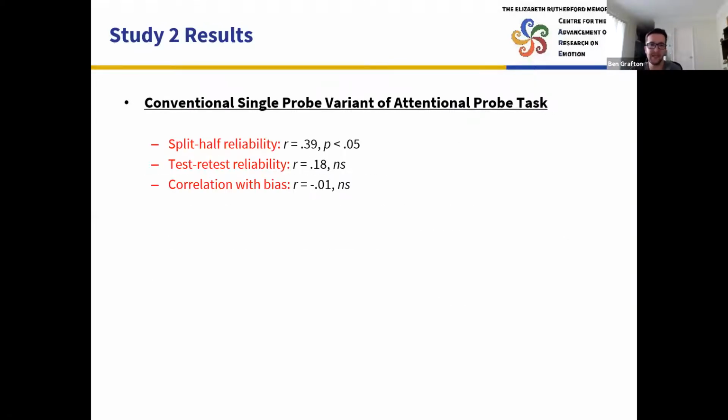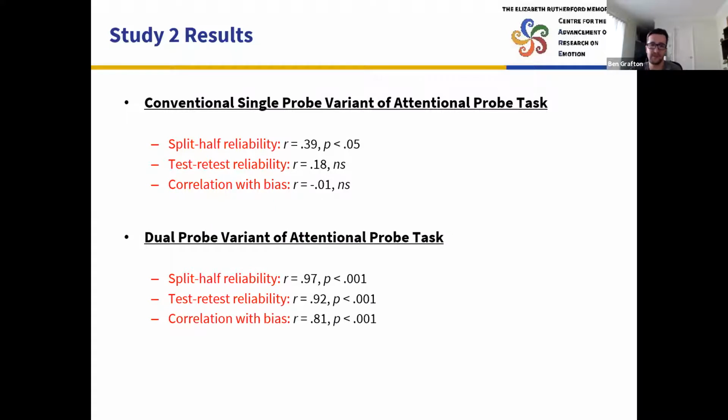So slightly better split half reliability for the single probe variant. Retest reliability is not very great, and the correlation with the bias was terrible. In contrast, the dual probe variant was right up there again. So 0.97 split half, 0.92 retest, and the correlation almost identical to the first. So there you go, very consistent pattern of results that we get with the dual probe variant of the task.